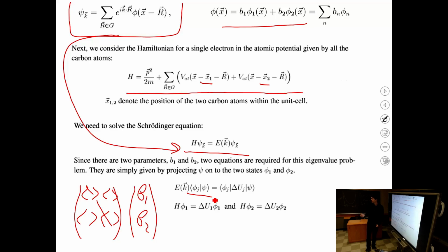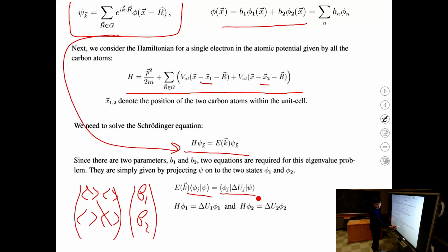And why are we projecting it? So that we can build this matrix. And then it will be very easy to solve the Schrodinger equation because we just need to diagonalize this matrix. And that's going to give us the energy bands solution. Right? So this is why we're doing this. But what we need to do is to calculate this matrix element and this matrix element.